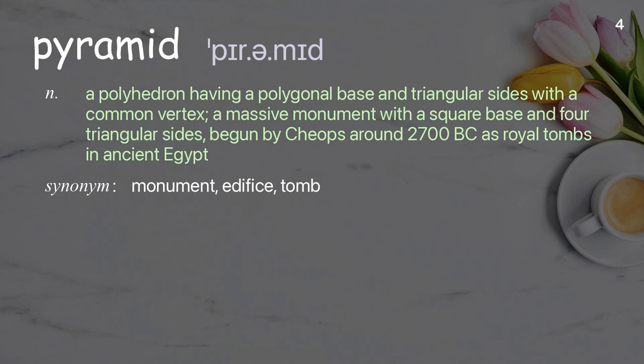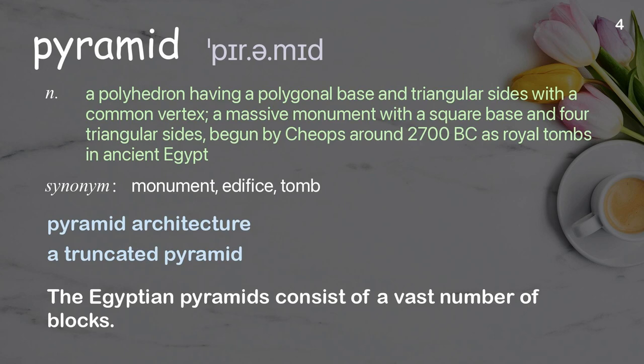Pyramid. A polyhedron having a polygonal base and triangular sides with a common vertex, a massive monument with a square base and four triangular sides, begun by Cheops around 2700 BC as royal tombs in ancient Egypt. Examples. Pyramid architecture. A truncated pyramid. The Egyptian pyramids consist of a vast number of blocks.